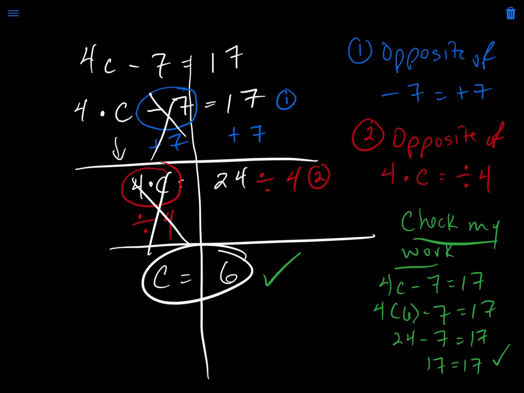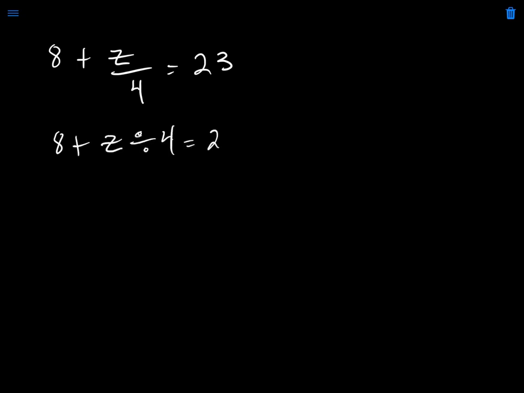Now let's do one that may be a little bit more complicated. I'm going to do this one here: 8 plus z divided by 4 is equal to 23. So I'm basically saying 8 plus a number divided by 4. In fact, let me go ahead and write that down. 8 plus a number z divided by 4 is equal to 23.